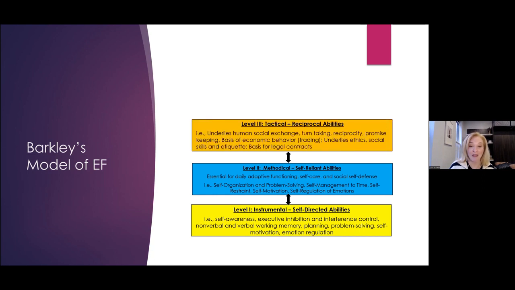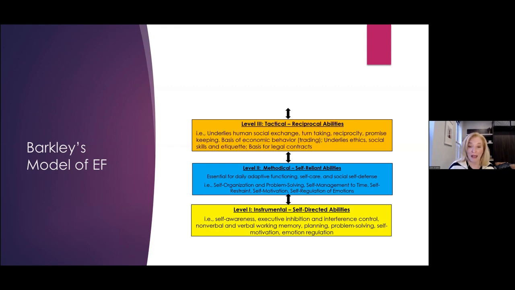So there are things like self-organization and problem solving, self-management to time, self-restraint, self-motivation. And on top of that, there are those tactical abilities, again thinking about taking the car out on the road with other drivers. That underlies human social exchange: turn taking, reciprocity, keeping your promises, the basis of economic behavior. I do this, you do that. It's even things like ethics, social skills, etiquette.